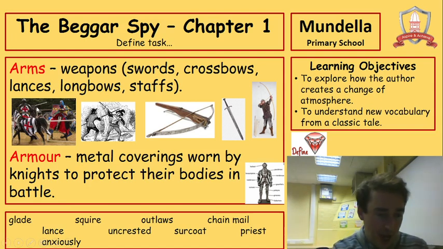And this is a jousting competition here, where both knights ride towards each other, and they try and knock each other off with these lances, which were long sticks with a pointy end. And finally, armour are metal coverings worn by knights to protect their bodies in battle, as we can see here.